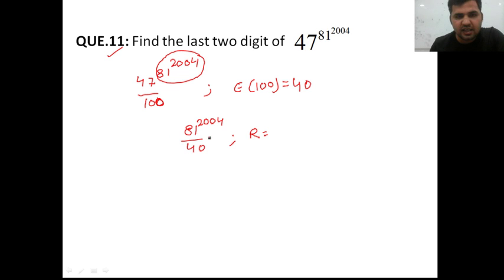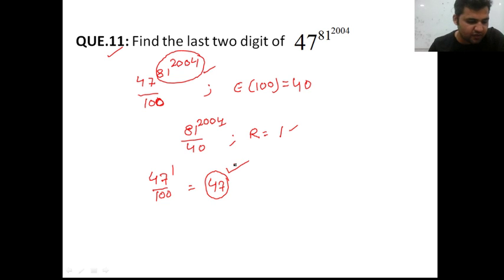Now 81 divided by 40 gives remainder 1. 1 power anything will always give you a remainder of 1. So if the remainder is 1, that remainder will replace this power. So this can now be written as 47 power 1 upon 100. Now 47 divided by 100 gives a remainder of 47. So the remainder is 47, and therefore the last two digits will also be 47. So the answer to this question is 47. Alright. Yes, Ashish, 47 is the right answer.